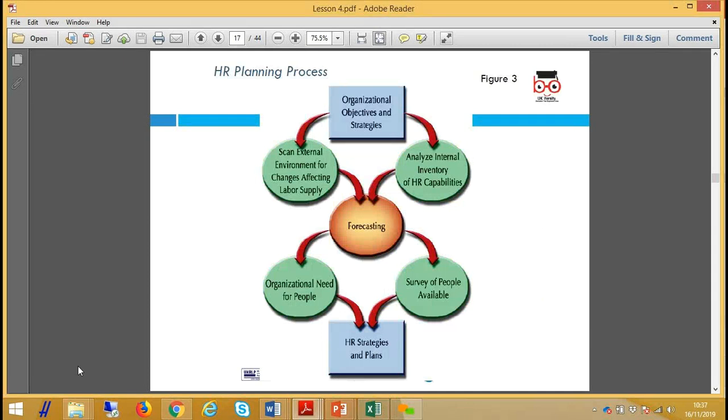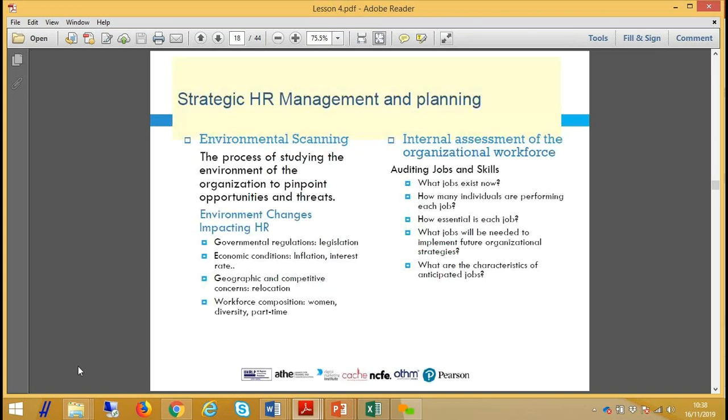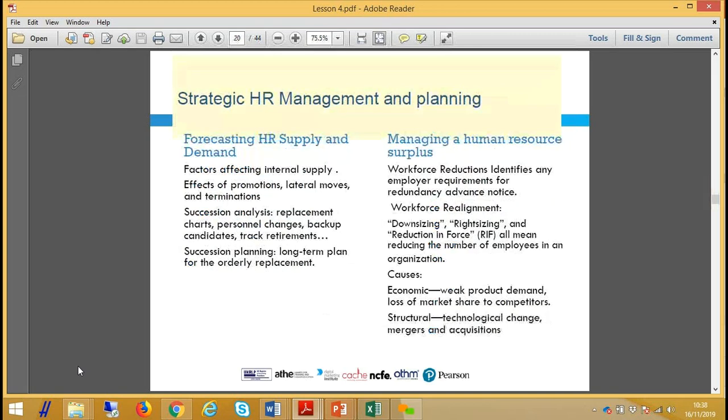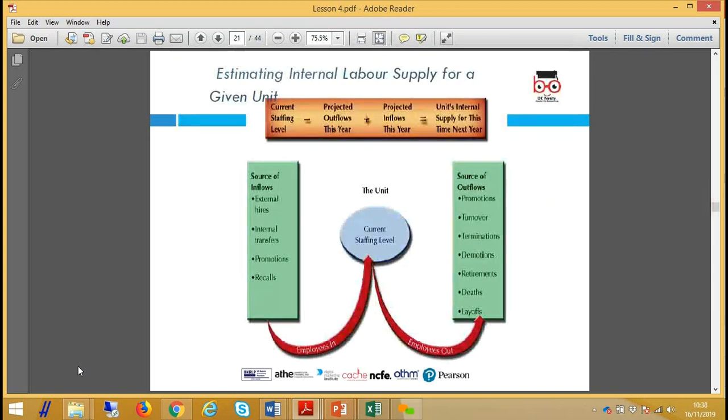So we're not going to go through the forecasting and demand part. I think we'll do that in our second session. But this is just a recap. Scan the external environment, internal environment, forecast your demand, skills, numbers, and so on. So a lot of this is just re-emphasizing stuff we've done before.